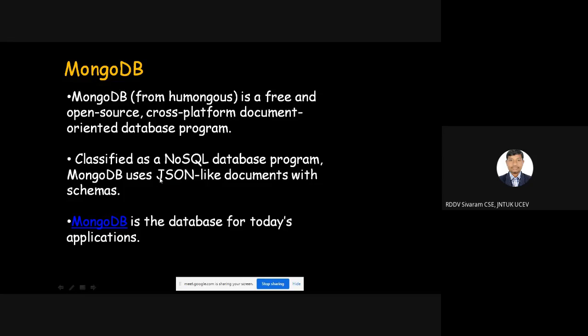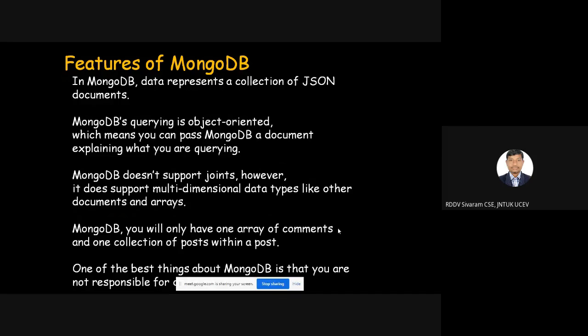We are using JSON-like documents with schema. MongoDB is a database for today's applications, like AngularJS, MongoDB, ExpressJS, and NodeJS. These are all potentially good. You can develop your applications using only NodeJS, or only MongoDB, or only AngularJS. But if you combine them together, then you can create fast, responsive web applications, right?